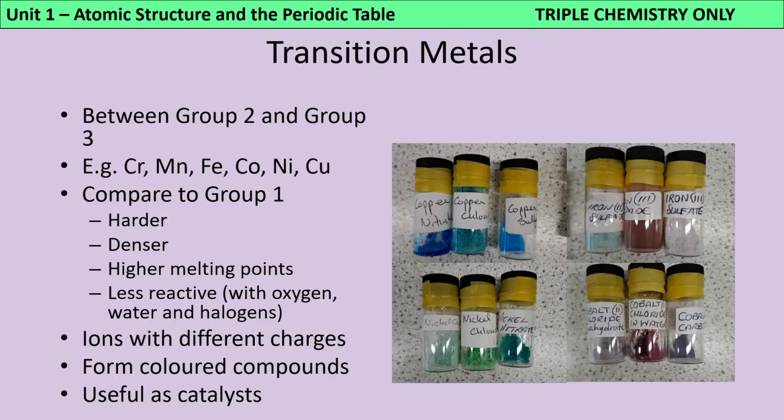So the transition metals are the metals that sit between group 2 and group 3 of the periodic table. There are a bunch of named examples, but to be honest, you don't need to know them because you have the periodic table, right? So you can look at this and see in the exam. In comparison to group 1, the transition metals are harder, they're denser, they have higher melting points, and they're far less reactive with oxygen and water and halogens like chlorine.